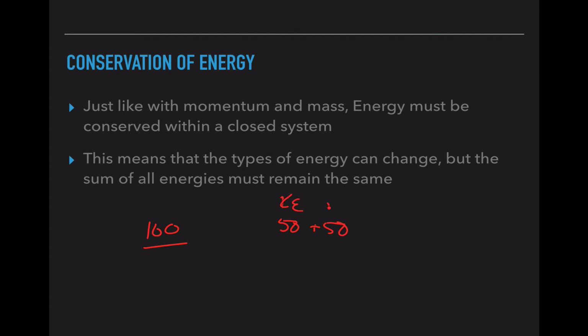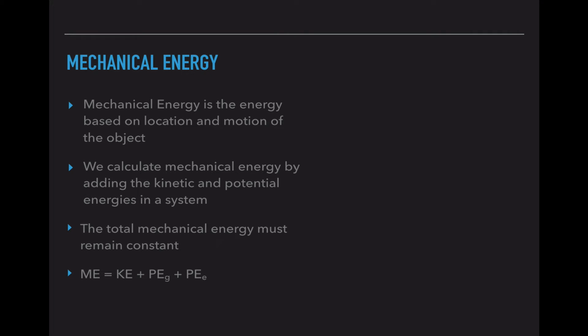50-50 of KE and PEg. We can have 75-25. We can have 10 and 90. It doesn't matter as long as they always add up to the same total.